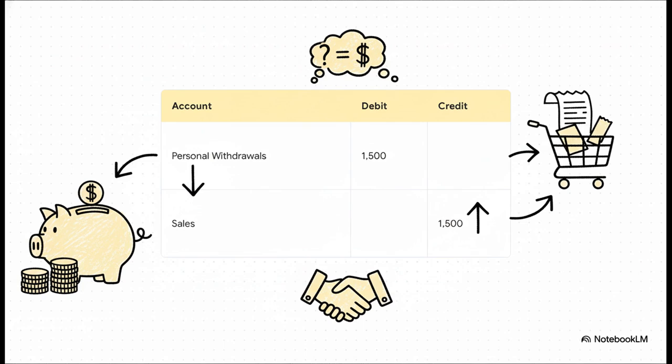The owner's personal withdrawals account gets debited, just like before. But the credit goes to sales. The business is treating this just like it made a regular sale. And that makes sure the revenue numbers are accurate and fair for everyone involved.